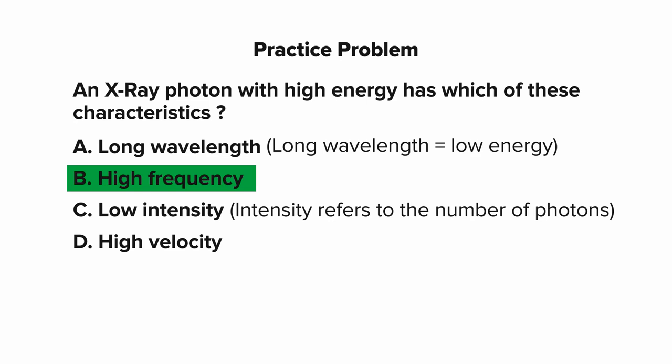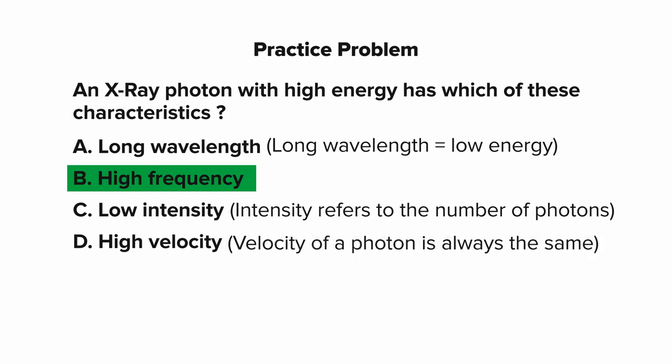C is not correct because intensity refers to the number of photons, not the energy. And finally, D is not correct because the velocity of a photon is always the same. It's always the speed of light.